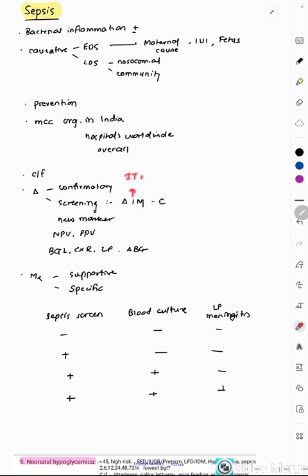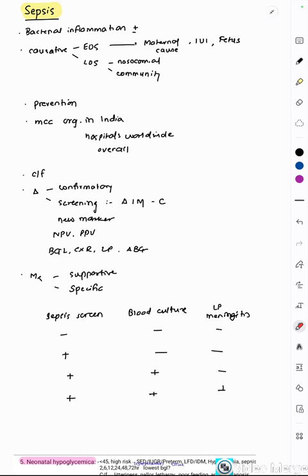Then the IT ratio, that is immature to total neutrophil ratio, is more than 0.2. Then micro ESR, if it is more than 15 millimeter per hour, and CRP levels are more than 1 milligram per dL. If any 2 out of these 4 factors are present, then it means there is a high possibility of sepsis. A new marker is procalcitonin. The negative predictive value of the sepsis screen is 100%, but the positive predictive value is 25%. Additional investigations are blood glucose levels, chest X-ray, lumbar puncture for meningitis, and arterial blood gas analysis.